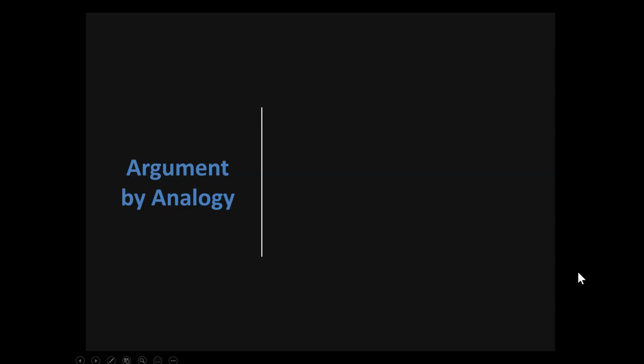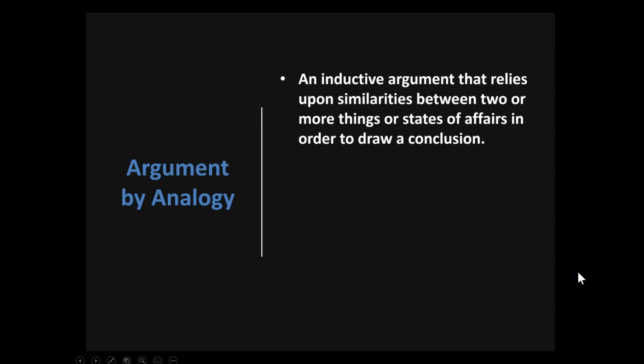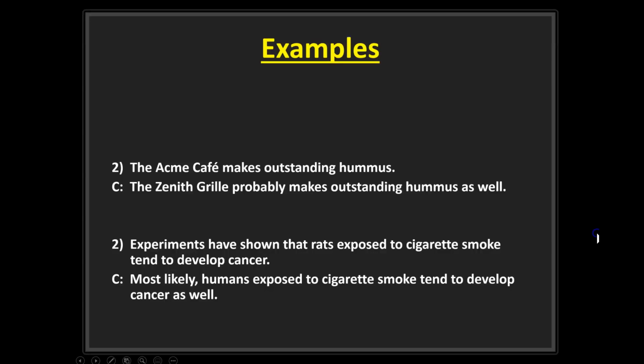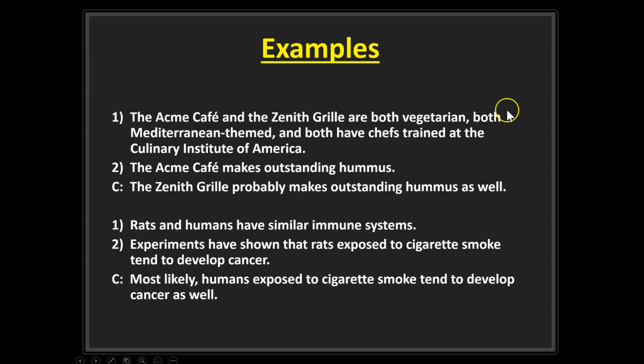So next up is argument by analogy, and that's an inductive argument that relies upon similarities between two or more things or states of affairs in order to draw a conclusion. And so it basically claims that if two entities have certain characteristics in common, chances are they have one or more additional characteristics in common as well. So let's look at our examples. Top. The Acme Cafe and the Zenith Grill are both vegetarian, they're both Mediterranean themed, and they both have chefs trained at the Culinary Institute of America. Well, the Acme Cafe makes outstanding hummus, so the Zenith Grill probably makes outstanding hummus as well.